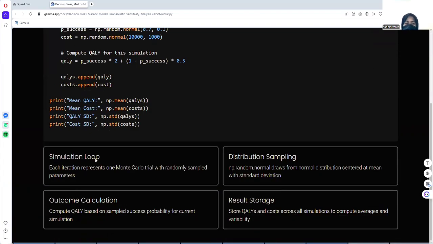So what we have got here are the sampled uncertain parameters and QALY for this simulation. You will see the simulation loop. Each iteration represents one Monte Carlo trial with randomly sampled parameters. And distribution sampling, what does it mean? np.random.normal draws from a normal distribution centered at the mean with a standard deviation. Then outcome calculation computes QALY based on the sampled success probability for the current simulation, and result storage stores QALYs and cost across all simulations to compute averages and variability.